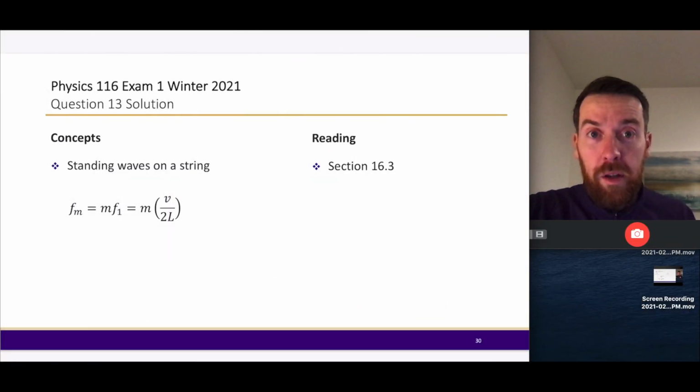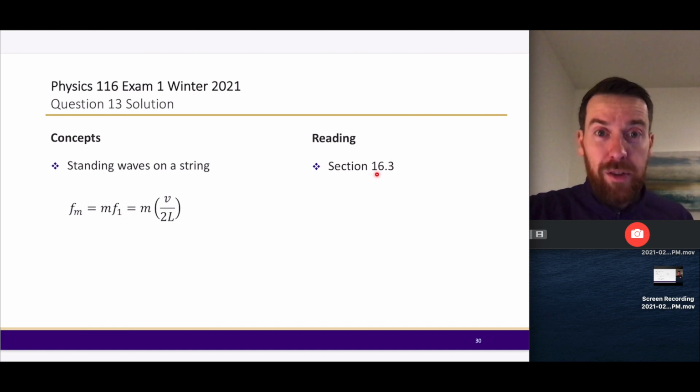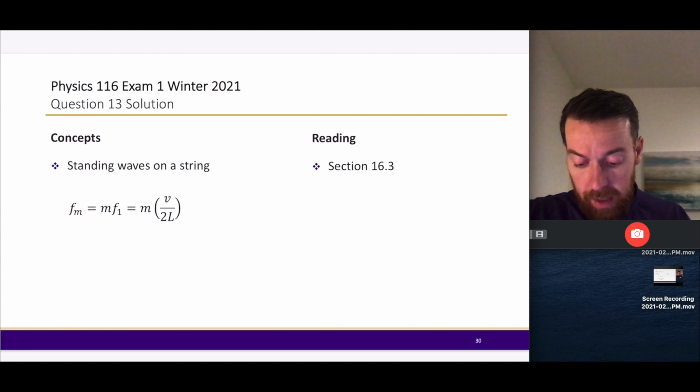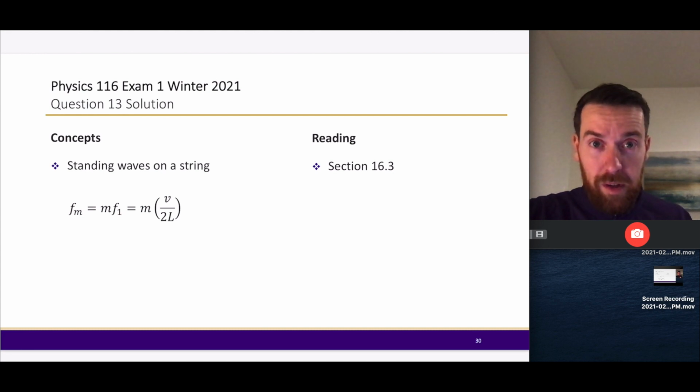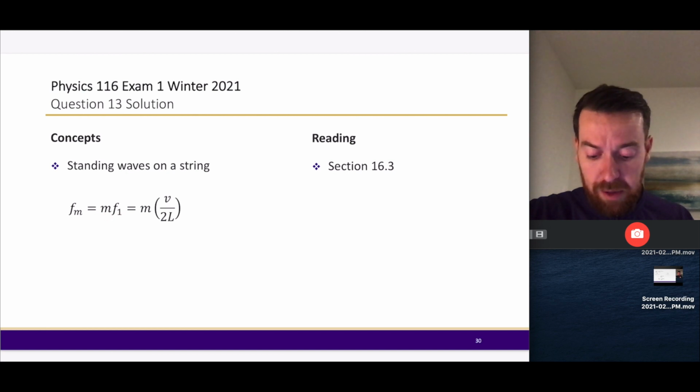Okay, so this is going to be the solution to question 13 on the 116 exam from Winter 21. And this was moving into section 16.3, looking at standing waves on a string and looking at technically the fundamental wavelength. So the modes of the allowed resonant frequencies is given by some integer value times the fundamental frequency f1, where the fundamental frequency is v divided by 2l.